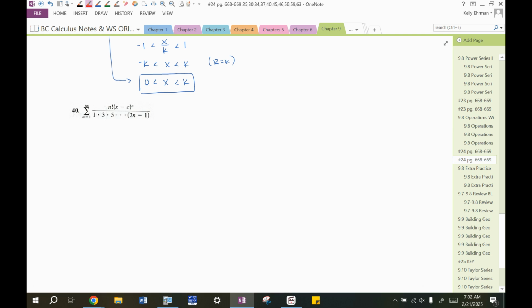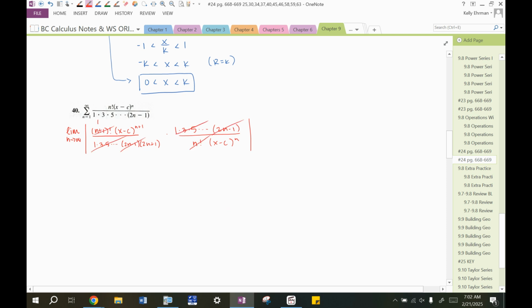All right, let's take a look at this one. The limit, I'm going to do ratio test. As n approaches infinity of (n plus 1) factorial times (x minus c) to the n plus 1 over 1 times 3 times 5 up to 2n minus 1, 2n plus 1, times 1 times 3 times 5 up to 2n minus 1 over n factorial (x minus c) to the n. Lots is canceling out. We keep seemingly having kind of the same types of things, so hopefully you're getting used to this.